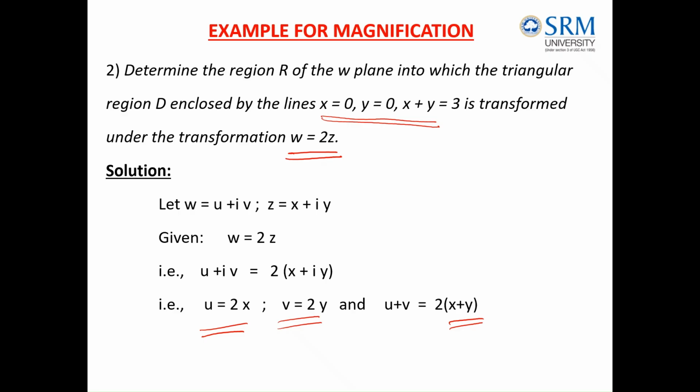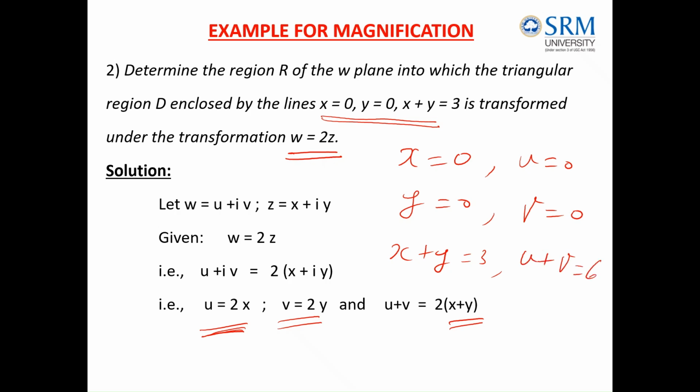Then we need to find the image of x equal to 0. So if I substitute that here, I will get u equal to 0. Then if you substitute y equal to 0 in v, you will get v equal to 0. Then if you substitute x plus y equal to 3, you will get u plus v equal to 3 into 2, 6. So now we need to draw these lines in the w plane so that we can get the image of the given triangular region.